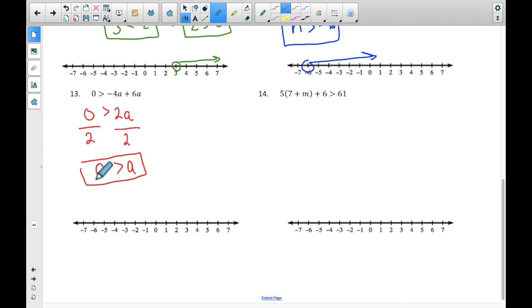Technically, I'm done, but really, I think it's better to switch it. It was pointing at the a. I'm going to keep it pointing at the a. So I go to my 0, make an open dot, points to the left. It's going to go to the left.